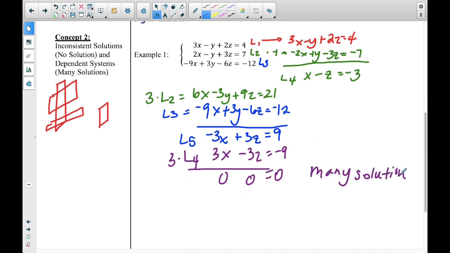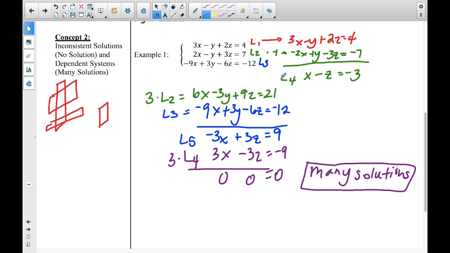Now, there are times in math classes that you can't just say many solutions. You actually have to say what the solutions are. Now, we are not going to get there in this class. That might be something for a pre-calculus or maybe a college algebra class, but we're not going to get there. If we run into this situation, we are just going to say many solutions and we're going to move on.